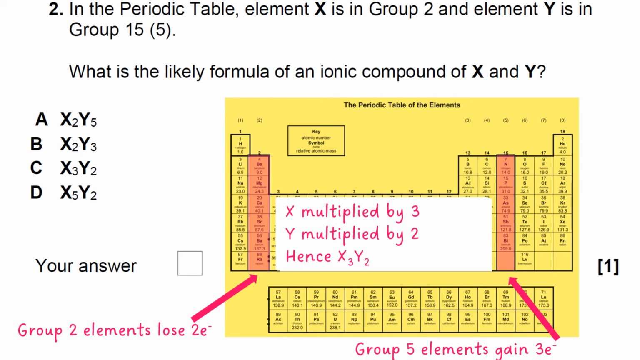So element X in group 2, each atom of element X will lose 2 electrons, so you multiply that by 3. Element Y gains 3 electrons, so that has to be multiplied by 2 in order for 6 electrons in total to be received. So we're looking for X3Y2, which gives us answer C.